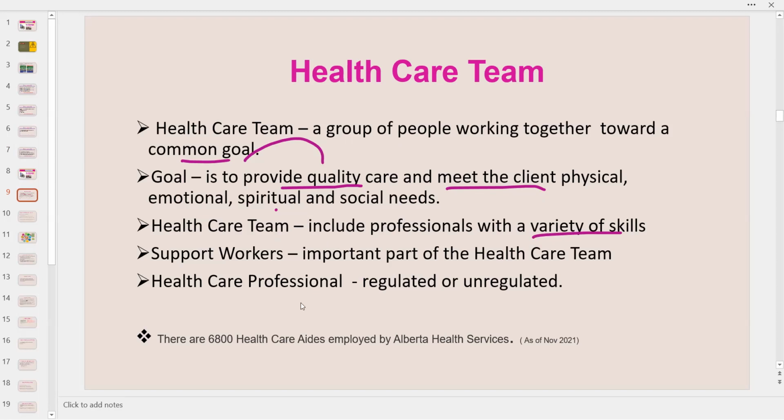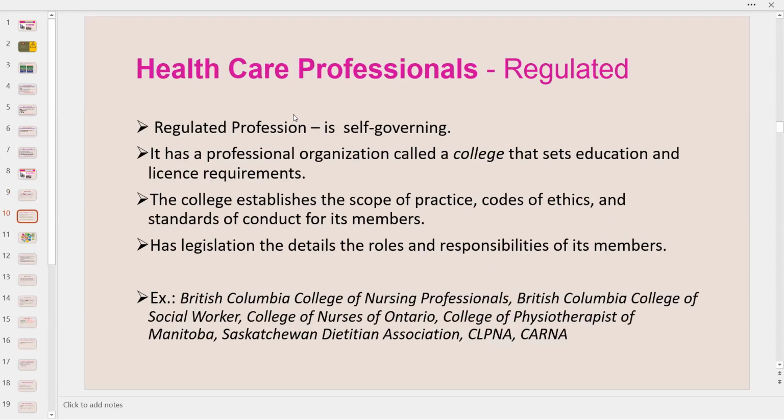Now, there are two types of professionals. One is regulated and the other one is unregulated. A regulated professional forms an organization, is self-governing, and they call their organization a college. And the college sets the educational requirements and the license requirements in order for a professional to be registered in the said college or in the said organization.